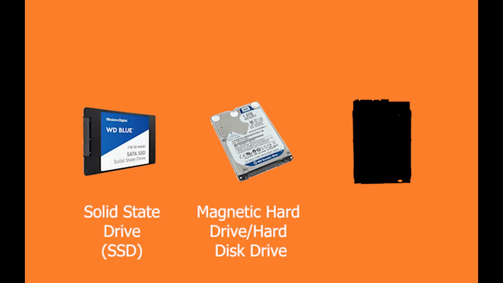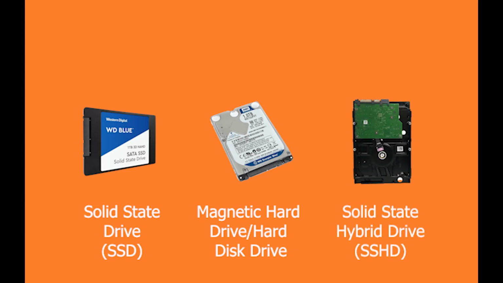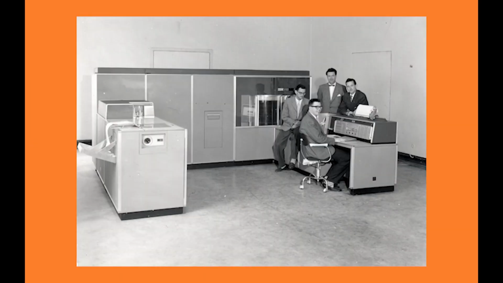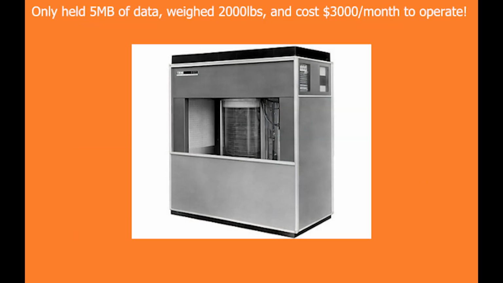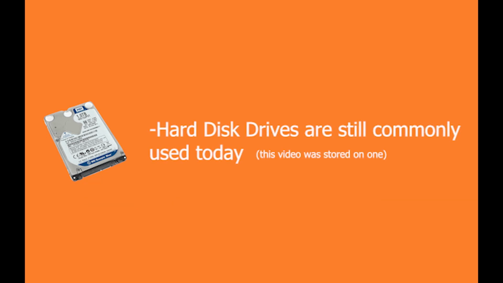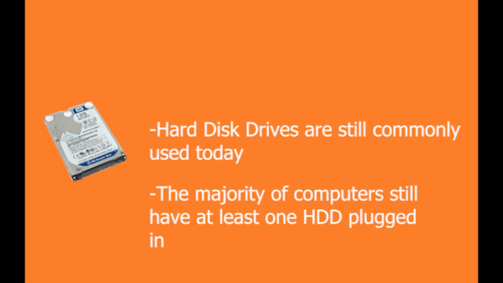There are a few different types of storage devices. They're known as 1. The magnetic hard drive or hard disk drive, 2. The solid state drive, and 3. The hybrid drive. Hard disk drives have been around since the dawn of the computer, first created in 1956 by a company known as IBM. Unlike other forms of technology, the earliest version of computer storage is still alive and thriving to this day, with the majority of computers hosting an HDD inside of it.